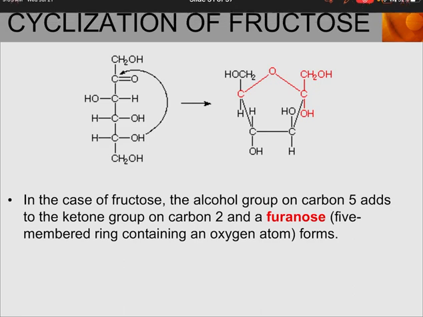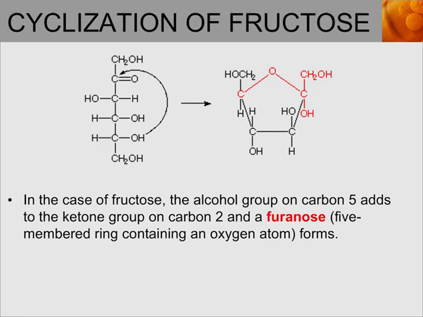Now let's look at an example of a 5-membered ring that forms from, for instance, fructose. So fructose has a ketone at the top instead of an aldehyde. Now, we're still going to have that second to last OH group attacking the carbonyl carbon.